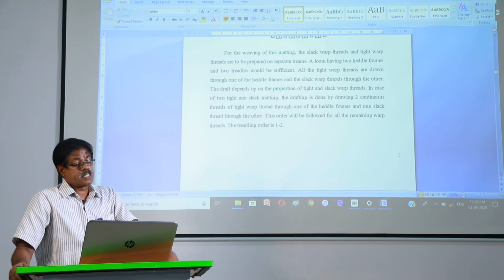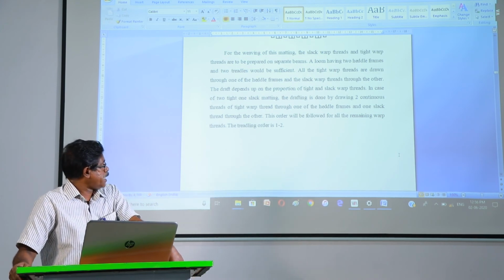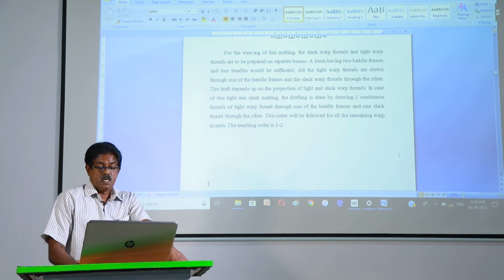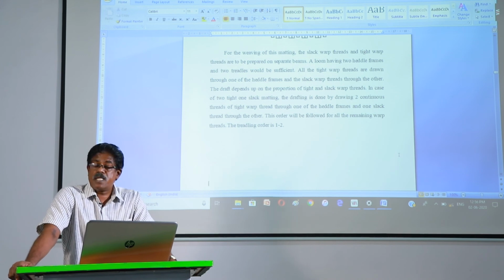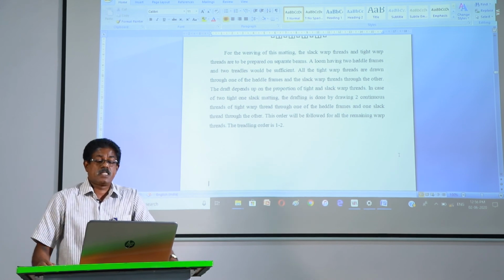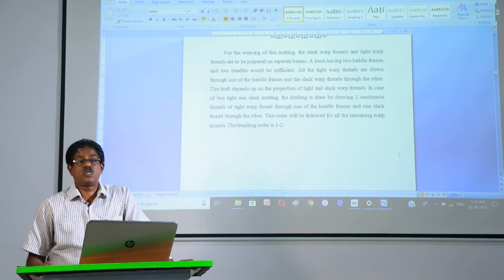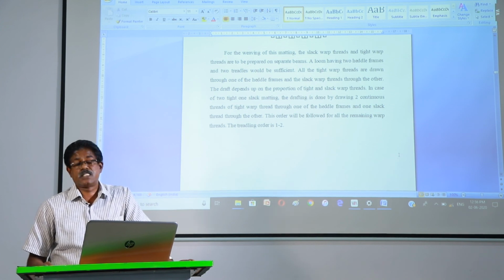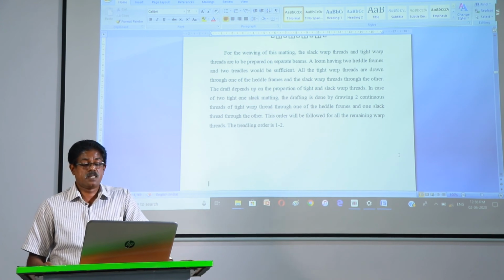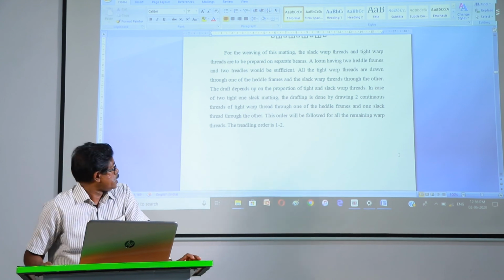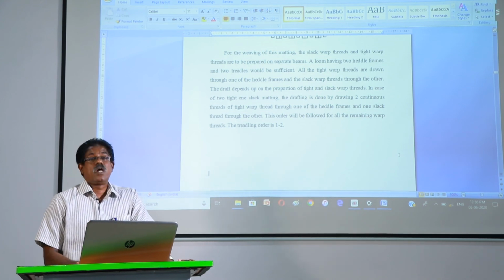The draft depends upon the proportion of tight and slack warp threads. In this case, 2 tight, 1 slack matting. The drafting is done by drawing 2 continuous tight warp threads through one of the heddle frames and 1 slack thread through the other. The order will be followed for all the remaining warp threads. The threading order is 1, 2.